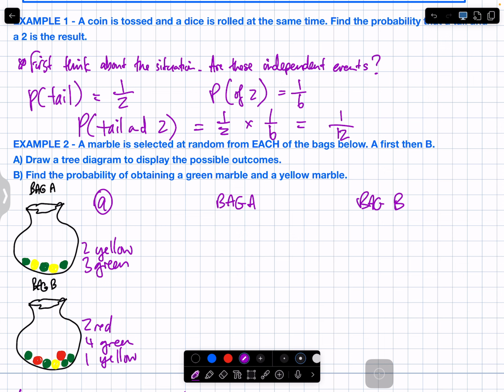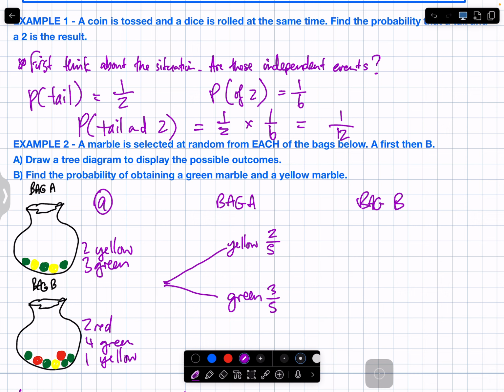So yellow, green. What's the chance of you getting a yellow from bag A? 2/5. So therefore, what's the chance of you getting a green? 3/5. Once I've chosen from bag A, this is independent. Why? Because I'm not selecting from bag A again once I've taken a ball out. Bag A has no effect on the balls in bag B. I'm not putting the balls from bag A into bag B either. That has no effect, so it's independent.